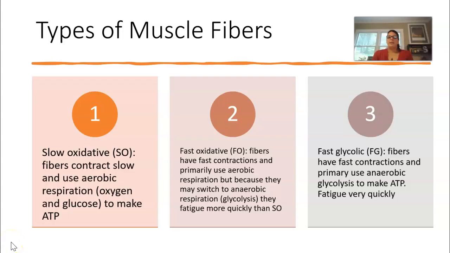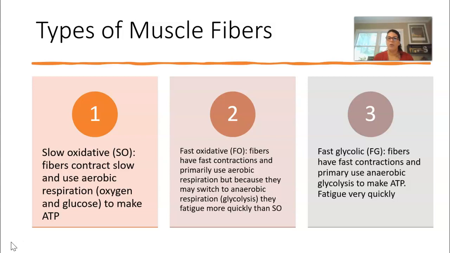There are three different kinds of muscle fibers, and the criteria we use to determine each type of muscle fiber is how fast the fibers contract, and then also how they use ATP, how efficiently they use ATP. So the first type of skeletal muscle fiber is slow oxidative, or SO muscles. These fibers contract slowly, and they use aerobic respiration, so they need oxygen in order to make ATP.